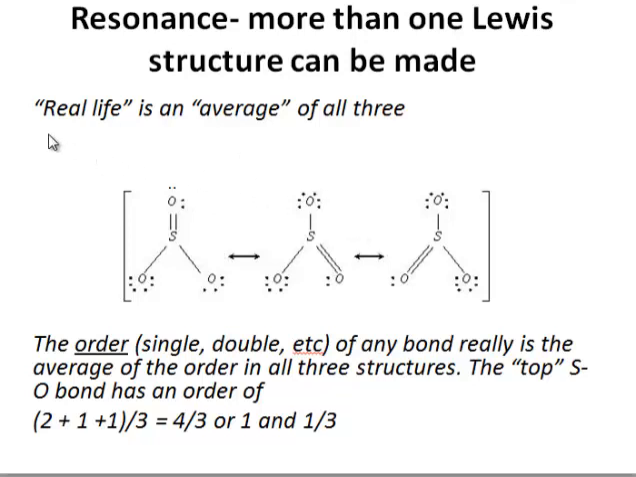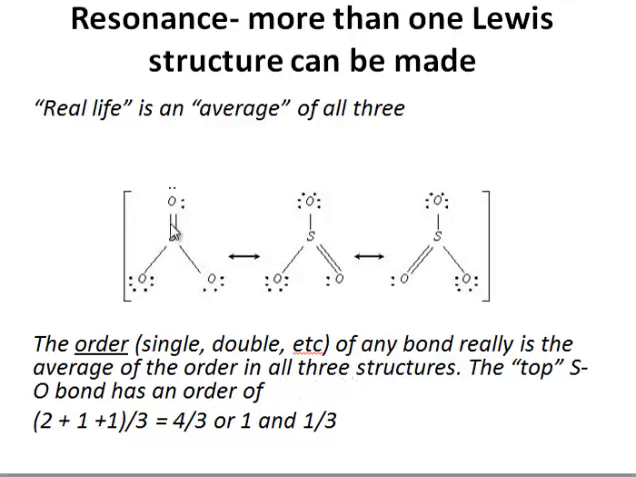When this occurs, what's actually going on with the electrons in real life is an "average" of all three of the Lewis structures. I use average in quotes. It means none of these structures is really the case. You'll see that this has effects. One is that the order of any bond is the average of the order in all the resonance structures. In this case, there are three resonance structures.